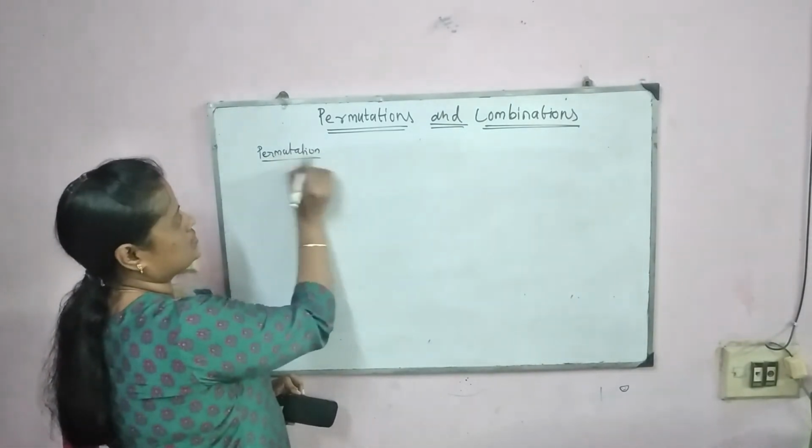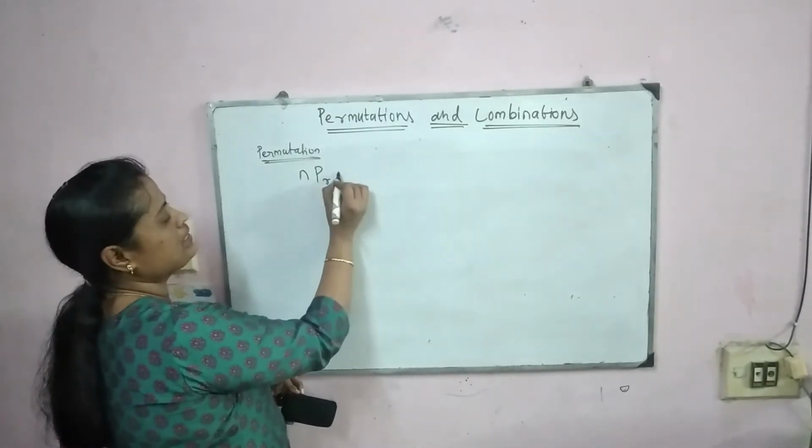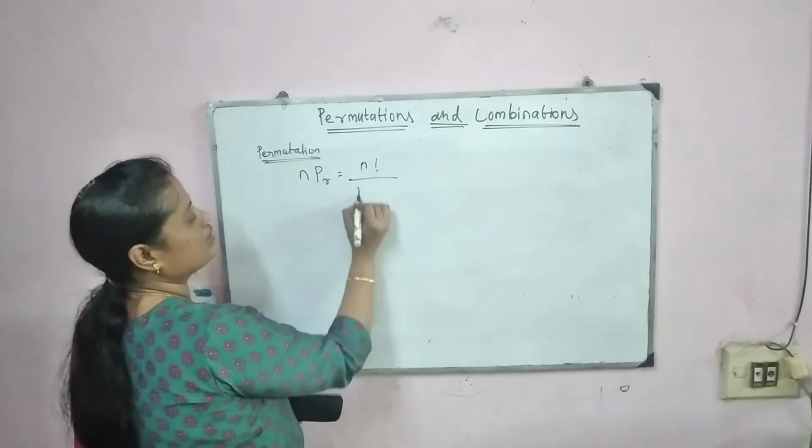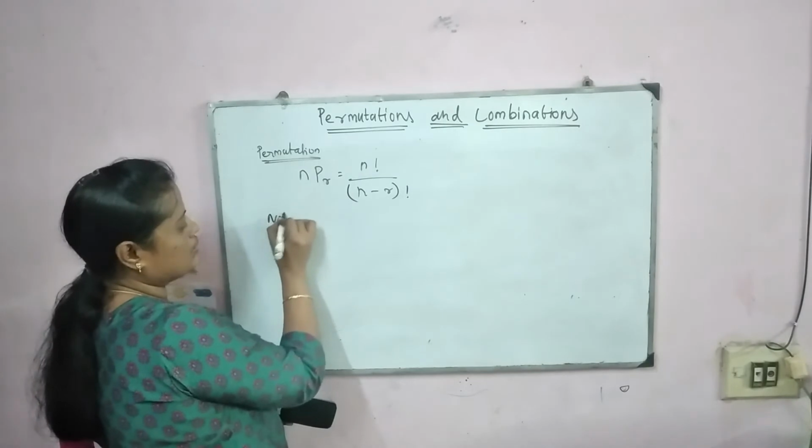What is permutation? That is nPr, P for permutation. nPr is equal to n factorial divided by (n minus r) factorial. For this we have some results, so I'll write a note.